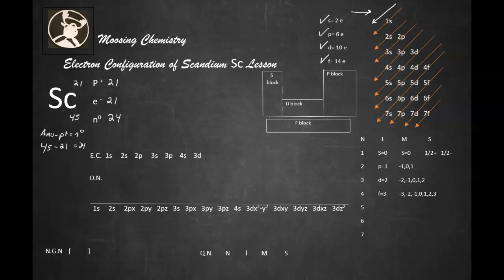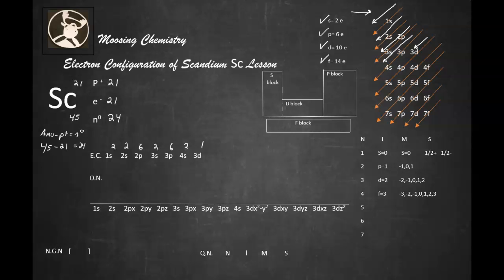So let's get going. We've got 1s2, that's good, 2s2, 2p6, 3s2, 3p6, and then 4s2. Then we're going to stop at 3d1. Hey, pretty darn snarly.